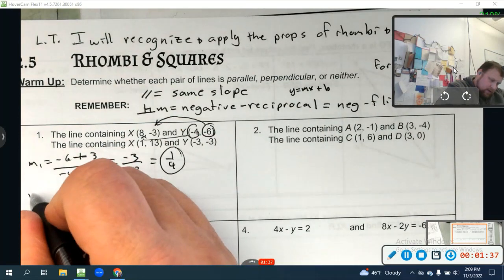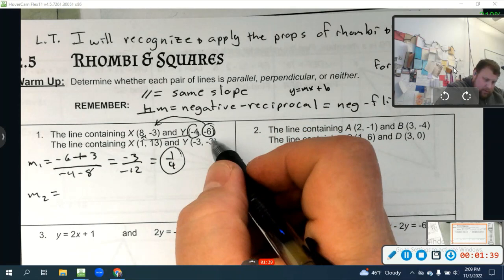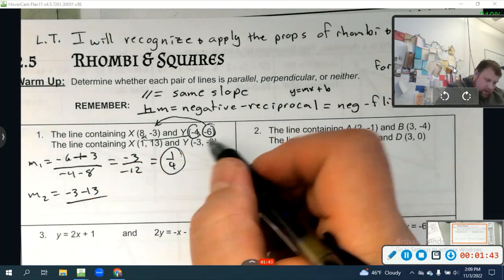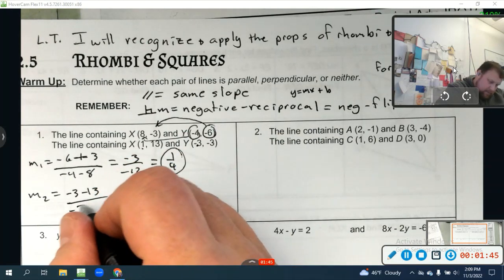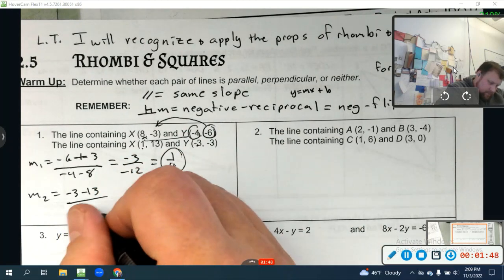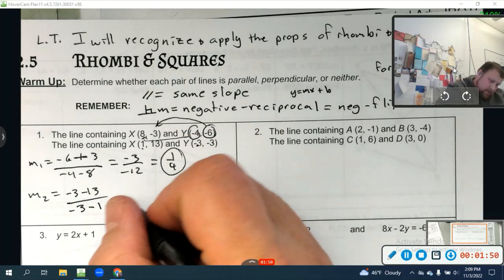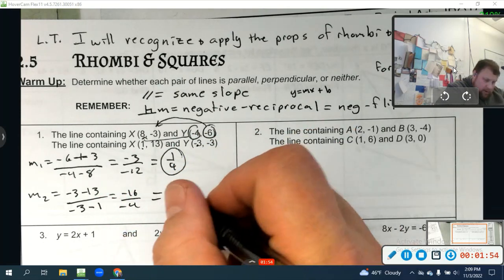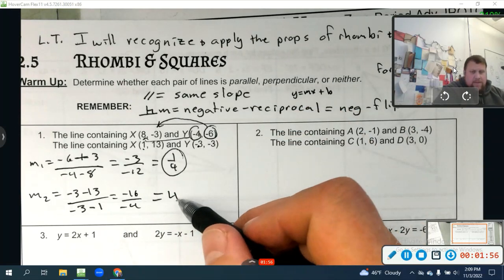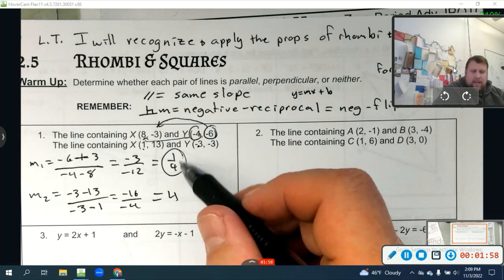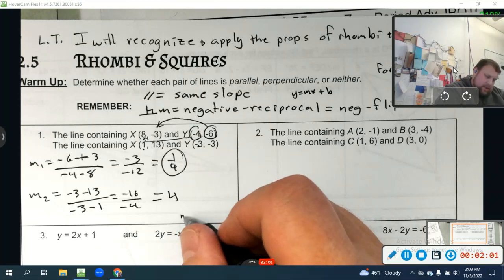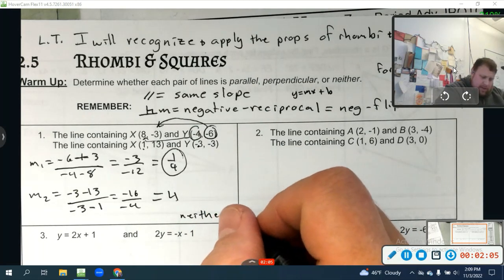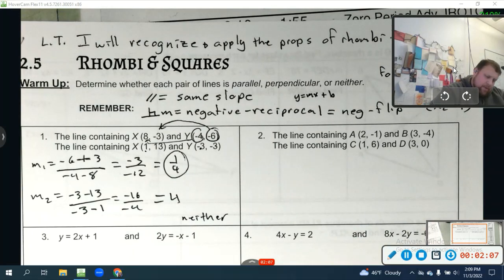Okay. Our slope 2 is going to be negative 3 minus 13 all over negative 3 minus 1, which equals negative 16 over negative 4, or positive 4. Now, this is the flip, this is the reciprocal, but it's not the negative reciprocal. So because of that, this is a neither. It's not the same, it's not the negative reciprocal, it's not perpendicular or parallel.